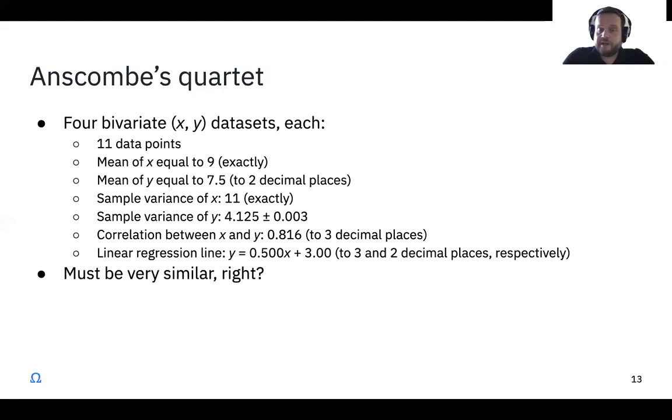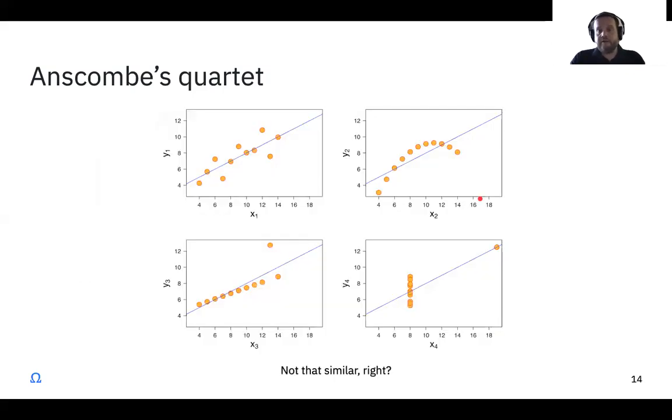And they even have pretty much the same-ish linear regression line, which is given by the formula below: Y equals 0.5x plus 3. So the trend is similar too, and it's accurate to 3 and 2 decimal places respectively. From this, we see that the summary of these data sets is remarkably similar, or pretty much the same, and we only have 11 data points. So those data sets must be very similar, right? And they're not so much. If you actually visualize them, then you see that they're considerably different. So Anscombe's quartet is a technique.